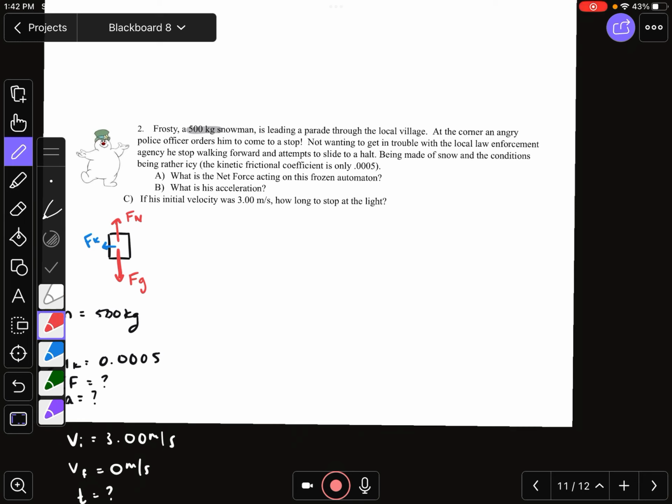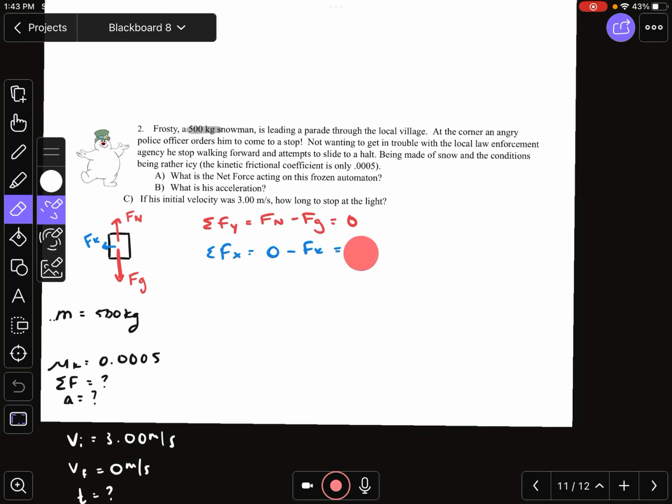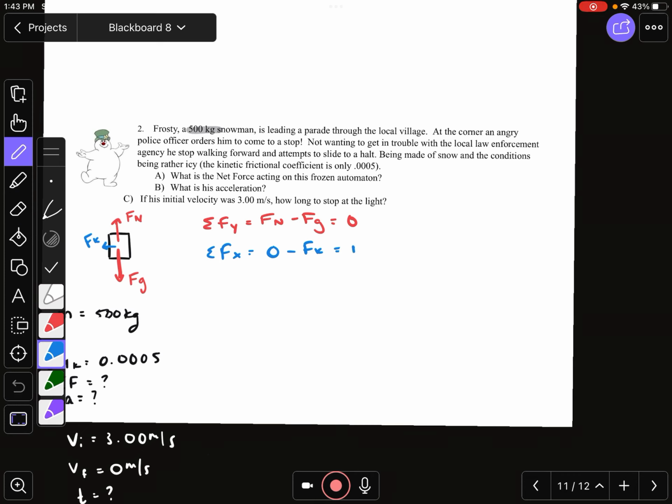So I've drawn my free body diagram. Now it's time to write the sum of the forces in both directions. Sum of the forces in the y direction is Fn minus Fg, and we're going to assume he doesn't pop up off the ground or fall through the ground, so that would be 0. The sum of the forces in the x direction is the forces right minus the forces left. There are 0 forces going to the right, so minus Fk going to the left. I put a 0, but that's not true, right? He's accelerating. It's equal to ma.